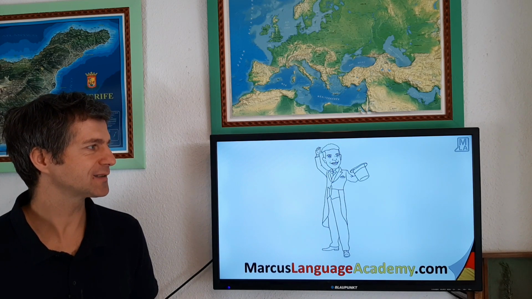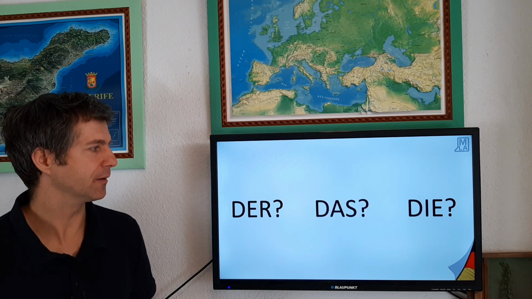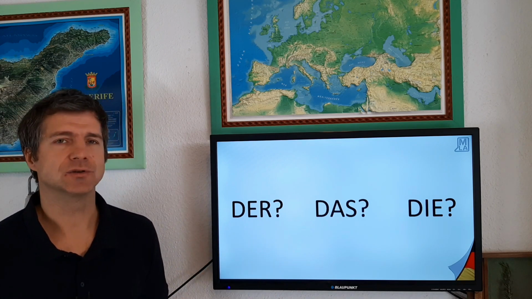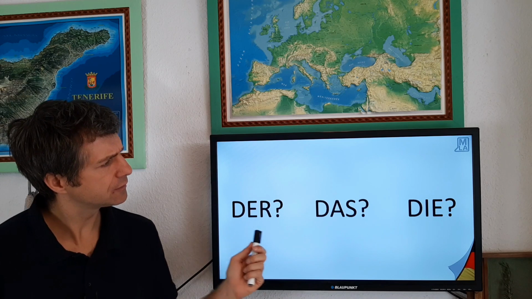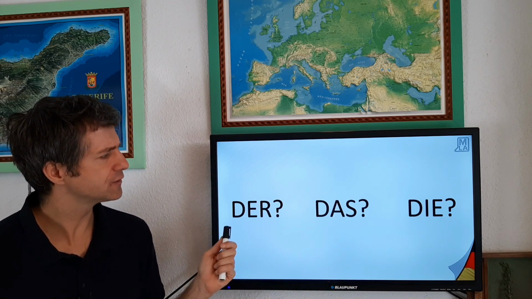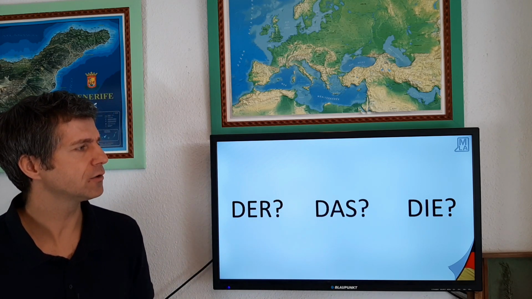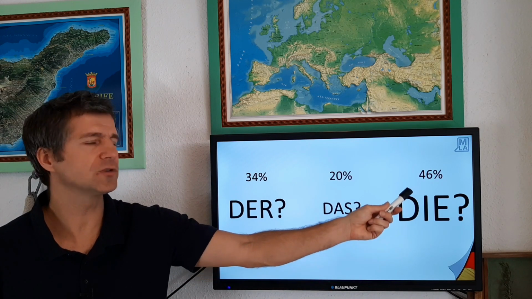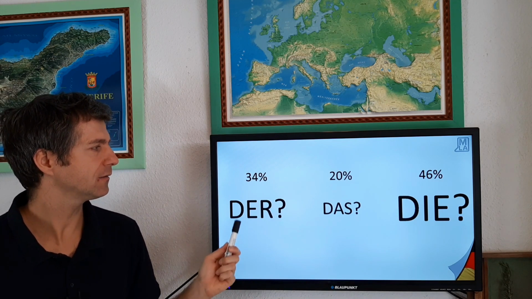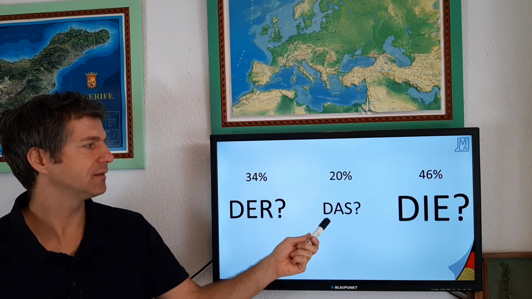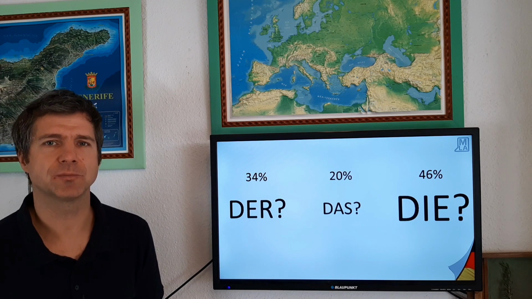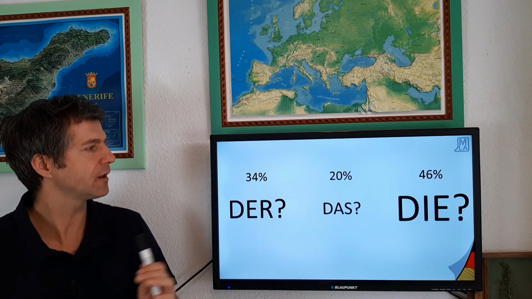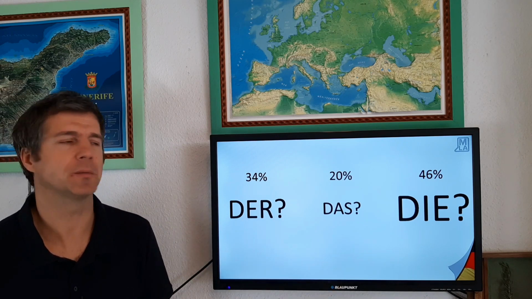Okay, but let's start with our article problem. As we already know, we have three genders, so we have three different articles in German. But how about the distribution? Do we use all three the same way? No. Actually, we use die, the feminine article, the most, almost half of the time. It's followed by der, which is a third, and das we actually use just 20%. So most of the nouns take the article die.